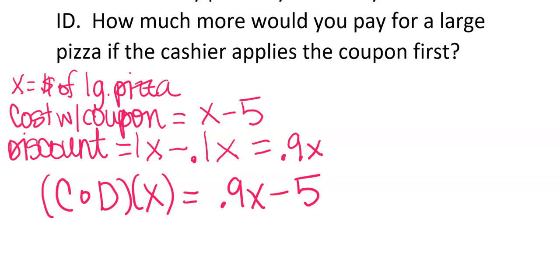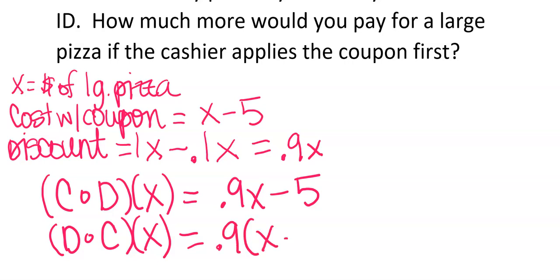Okay, we cannot do anything else. That's what it is. What happens if we switch them? This time we're going to put the coupon in first and then do the discount. So we're going to plug the x minus 5 in for the other. So it looks like this. That would be 0.9x minus 4.5.